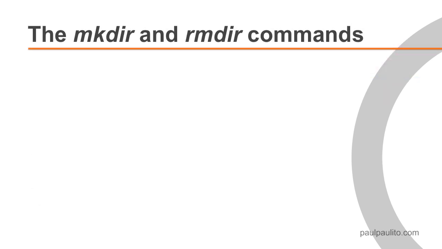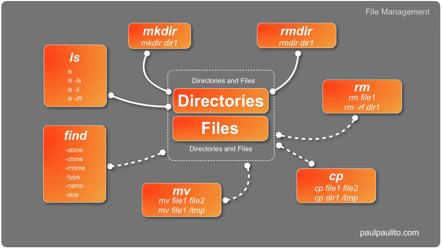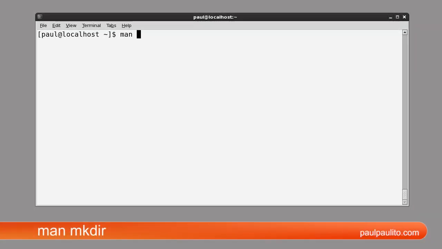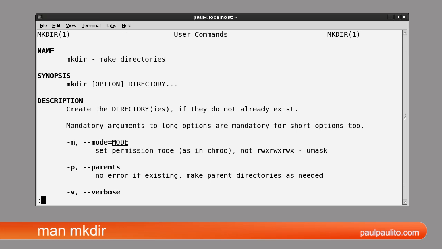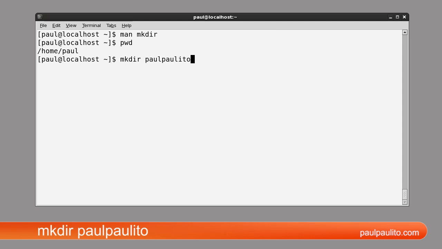The mkdir and rmdir commands. The mkdir and rmdir commands create and remove directories. The syntax of mkdir is mkdir, options, name of directory. In place of name of directory, you should put the name of the directory you want to create. When typed as in this example, the new directory would be created within the current directory.